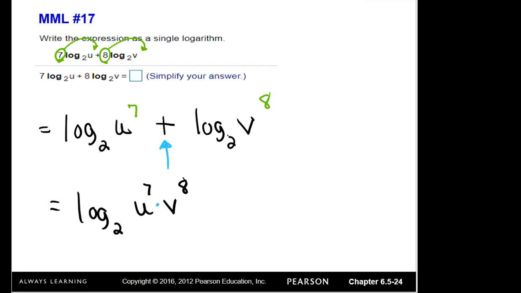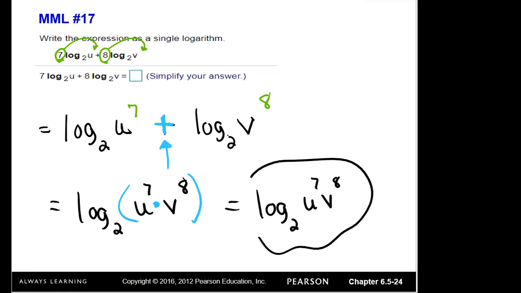And technically there's multiplication right here. Just so you remember, because of this addition, you end up multiplying these two together. If you want, you can put parentheses around them, but my math lab will take it as log base 2 u to the seventh v to the eighth. I already tested it out. You can use parentheses or not. It didn't care.